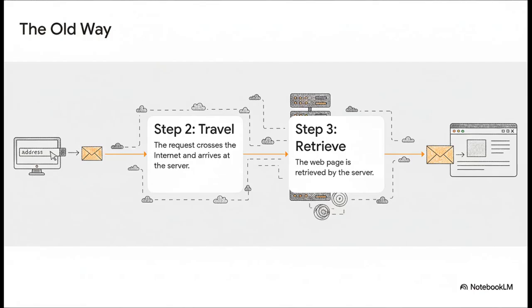Let's take a quick look at how things used to work back in the early days of the web. Back in the day, every little thing you did, and I mean everything, meant a full round trip. You'd type in a web address, your browser, the client, had to send a request all the way across the internet. The server would get it, find the page, and then send it all the way back. Only then would anything actually show up on your screen.